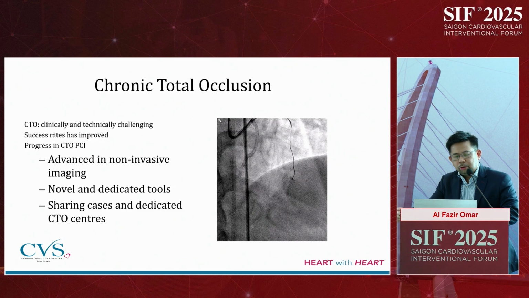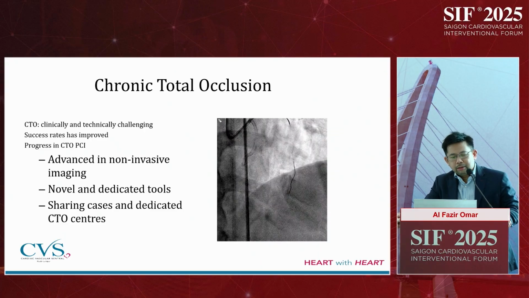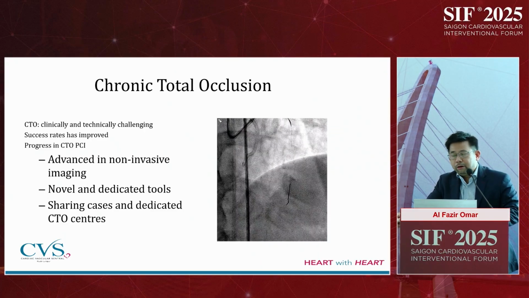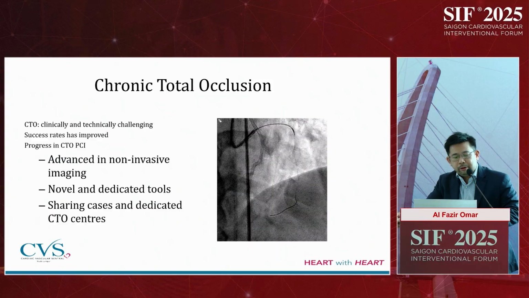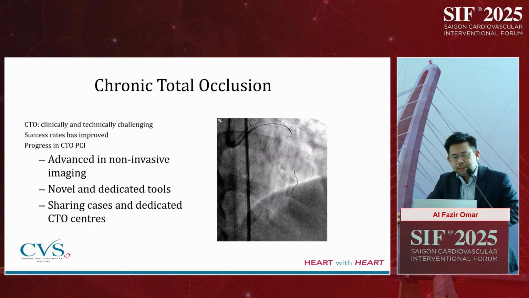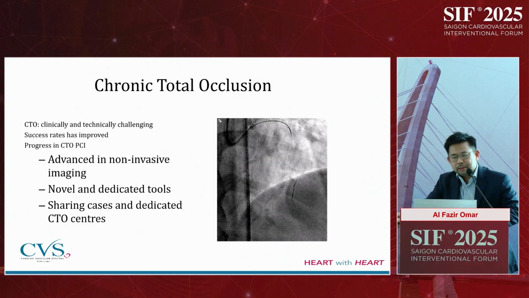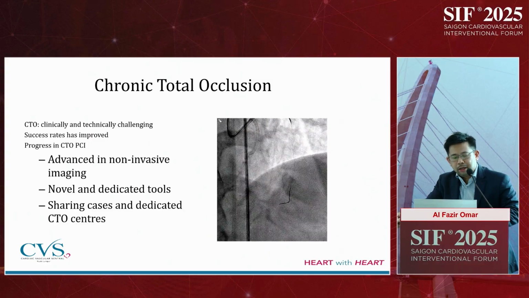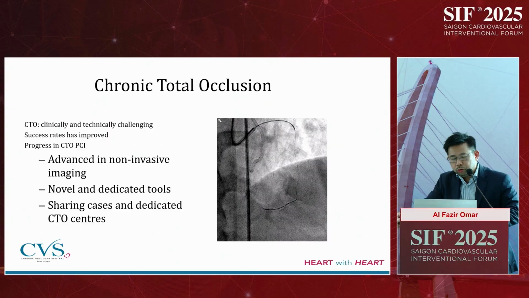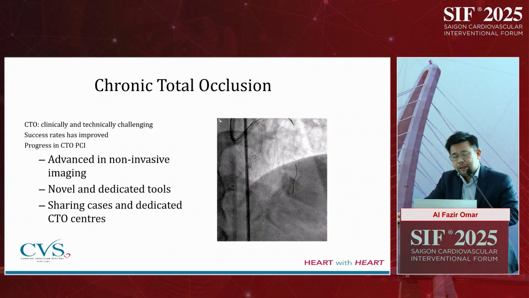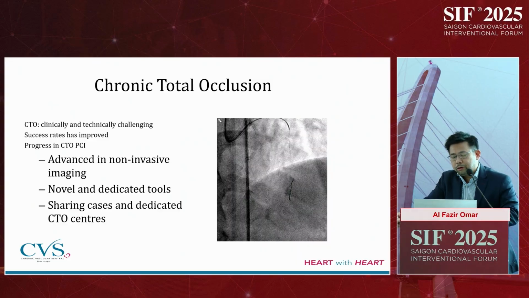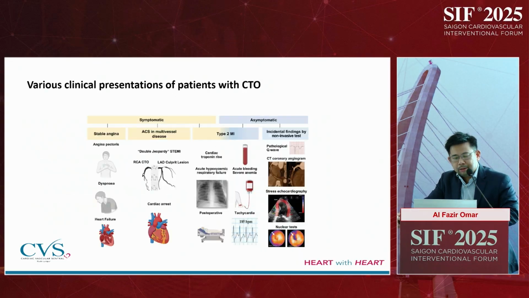So I think chronic total occlusions are, of course, clinically and technically challenging. However, the good news is that the success rates have improved. So the progress in CTO PCI, we have this advance in many tools and also imaging devices to assist us in how to achieve better results. There are many novel and dedicated tools for CTOs. And I think there are also many centers or many conferences like this, where we can share cases, improve our knowledge, and also more and more dedicated CTO PCI centers.